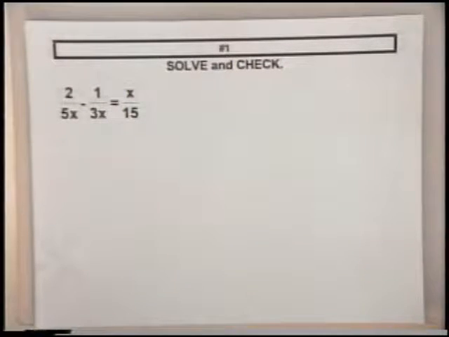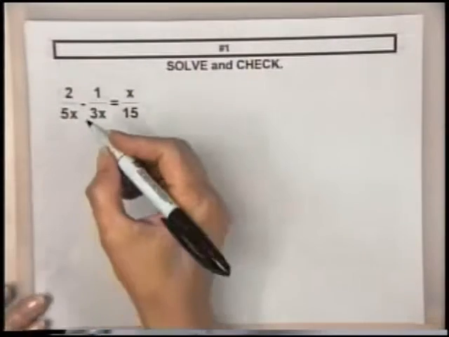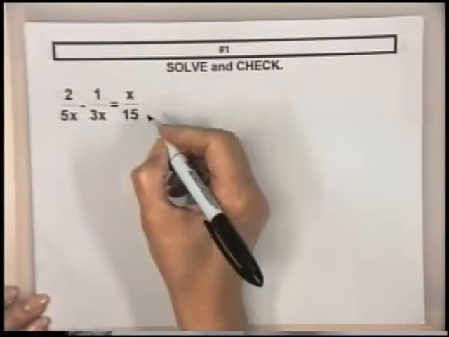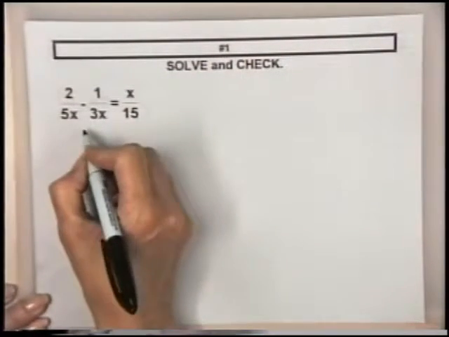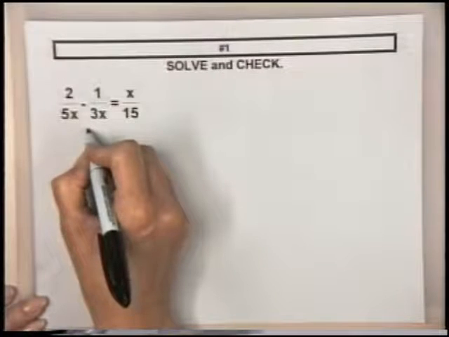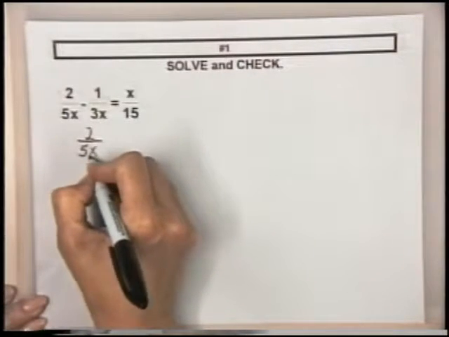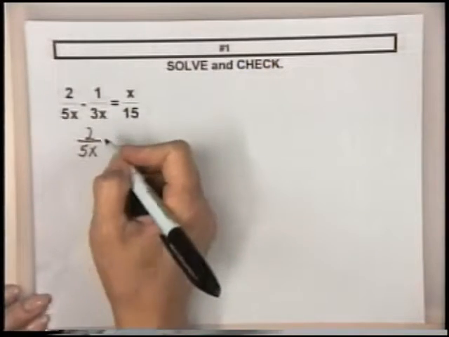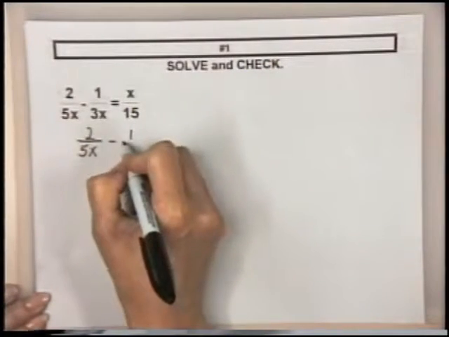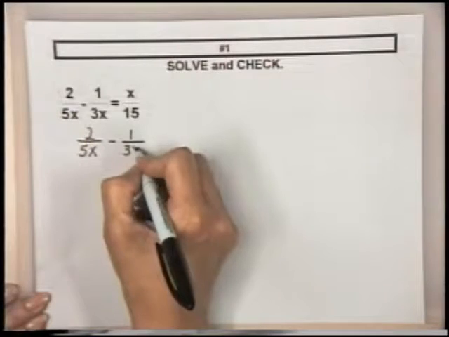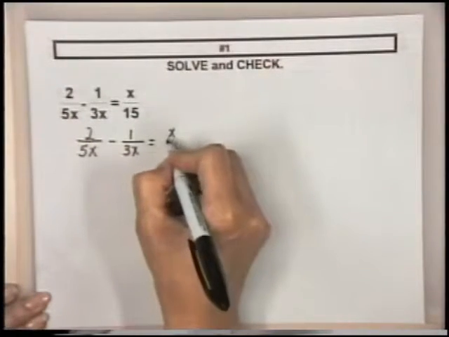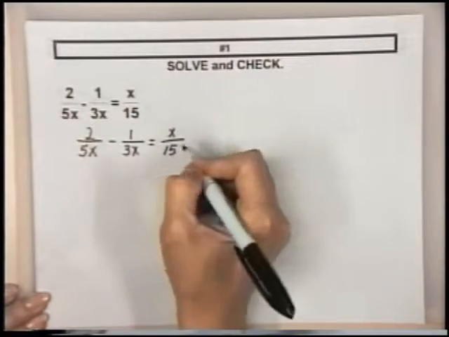Problem number 1, solve and check. I am solving a fractional equation. I know I want to get rid of the denominators. I need to find the LCD. I will rewrite the problem: 2 over 5x, with my denominator 5x factored, minus 1 over 3 times x equals x over 15.